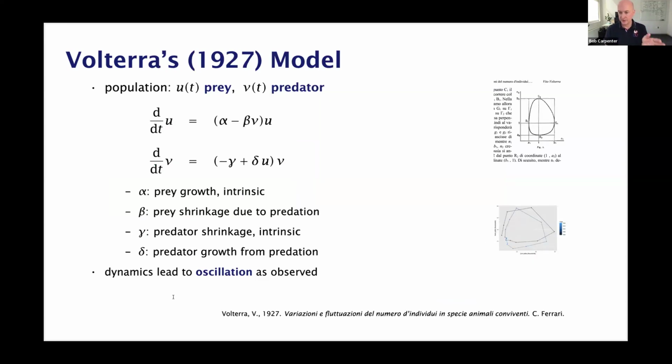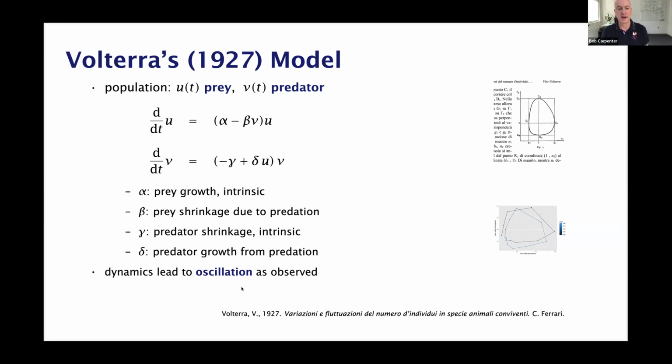So in 1927, Vito Volterra, as you can see in the upper right, wrote a paper with a model for this based on differential equations that had coefficients, and that was his theoretical time series. And you can see his theoretical time series compared to the empirical one from the Hudson Bay data below, right? And it's just a simple differential equation model that has coefficients for the growth of the prey, the shrinkage of the prey due to predation, the predator shrinkage due to not having enough food, and predator growth from predation, right? So it's just a very simple system of two differential equations. The dynamics of these differential equations lead to exactly the kind of oscillations that we observed.